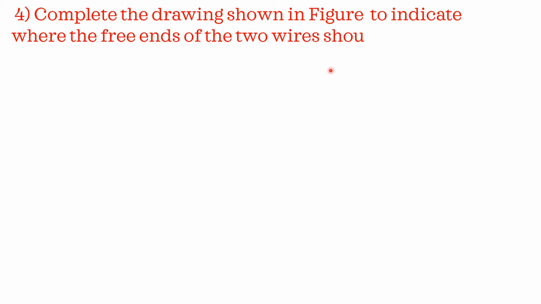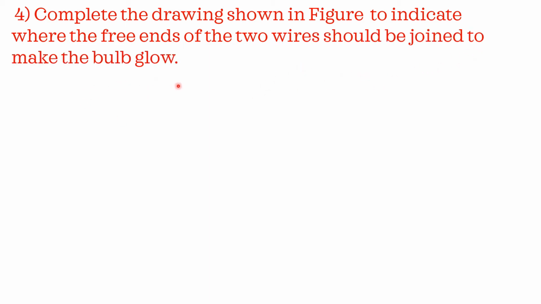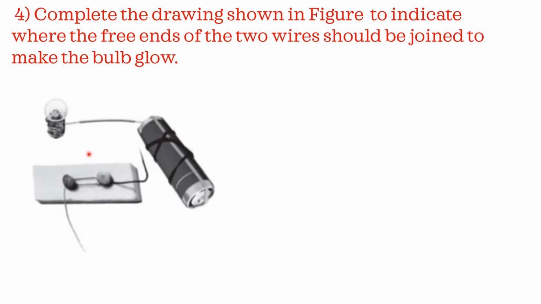Next one. Complete the drawing shown in the figure to indicate where the free ends of the two wires should be joined to make the bulb glow. See the figure? This is the incomplete diagram.